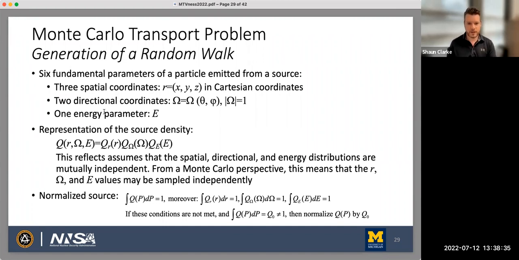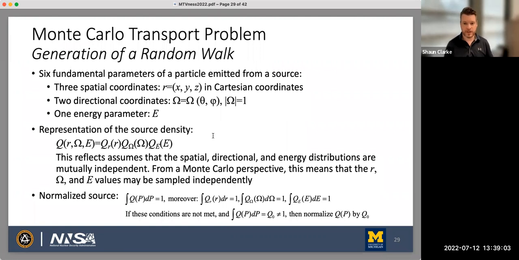So what's typically done is we assume separability, which means whatever spatial, angular, and energy information we need to produce the source, we can assume they're all independent of one another. Okay, that's an assumption, may not always be true, but for the purposes of today's discussion, we are going to assume separability in these 3 variables: space, energy, and angle.